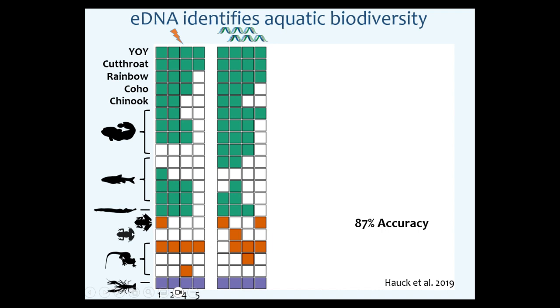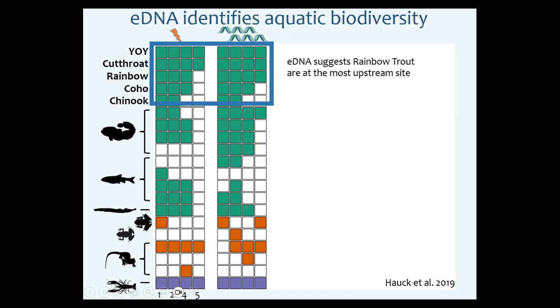With our eDNA results, between the 2 approaches, we had 87% accuracy. And so we're seeing some detections with the eDNA approach that we don't see with our approach. So for example, eDNA suggests that rainbow trout are at the most upstream site. And so you're able to see that here where electrofishing said no, eDNA says yes, but that makes sense because young of the year, we can't distinguish what it actually is, but eDNA genetically can distinguish the 2. And so you're able to say, yes, at that site, rainbow trout were there.